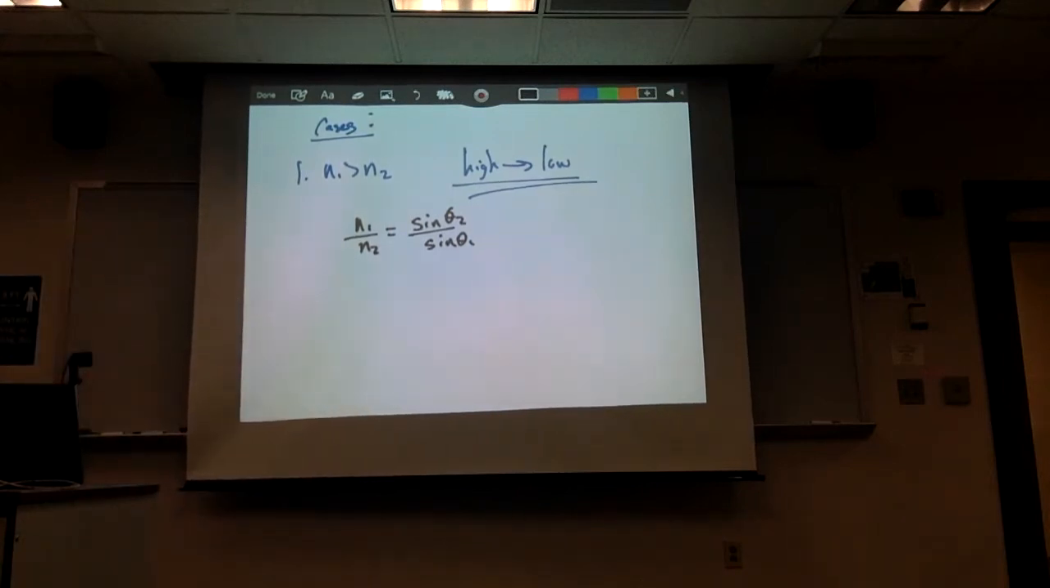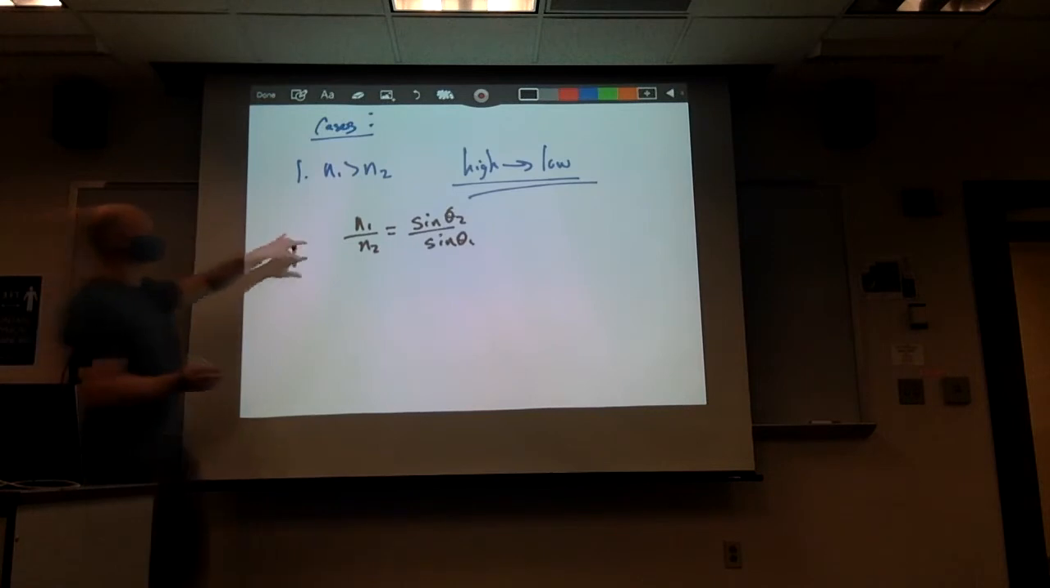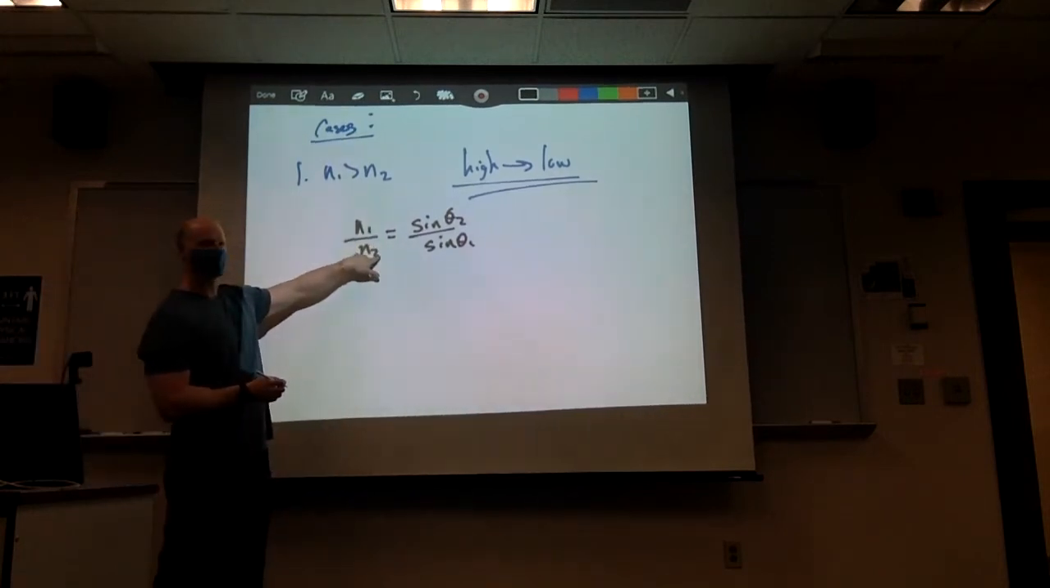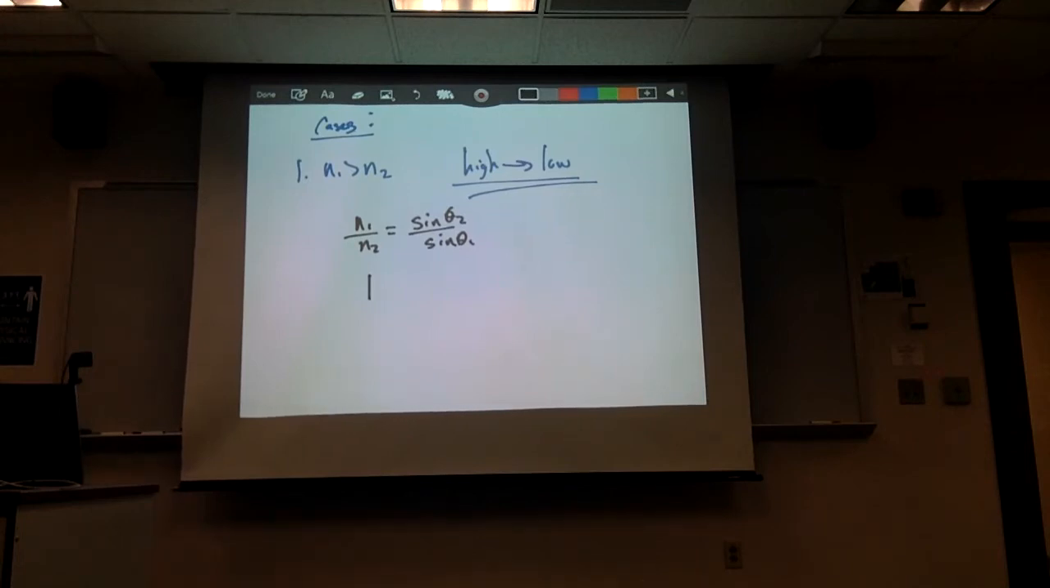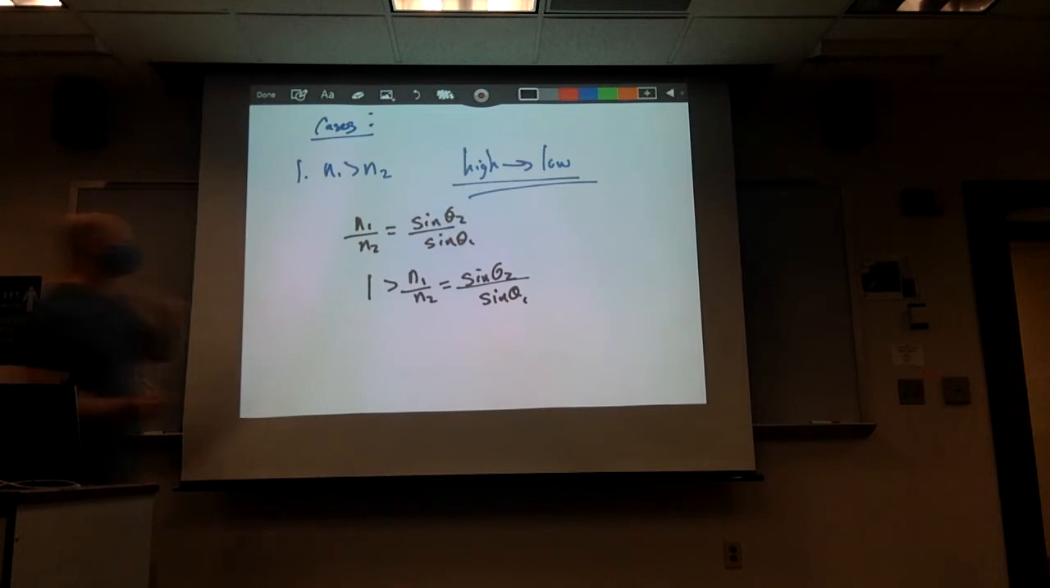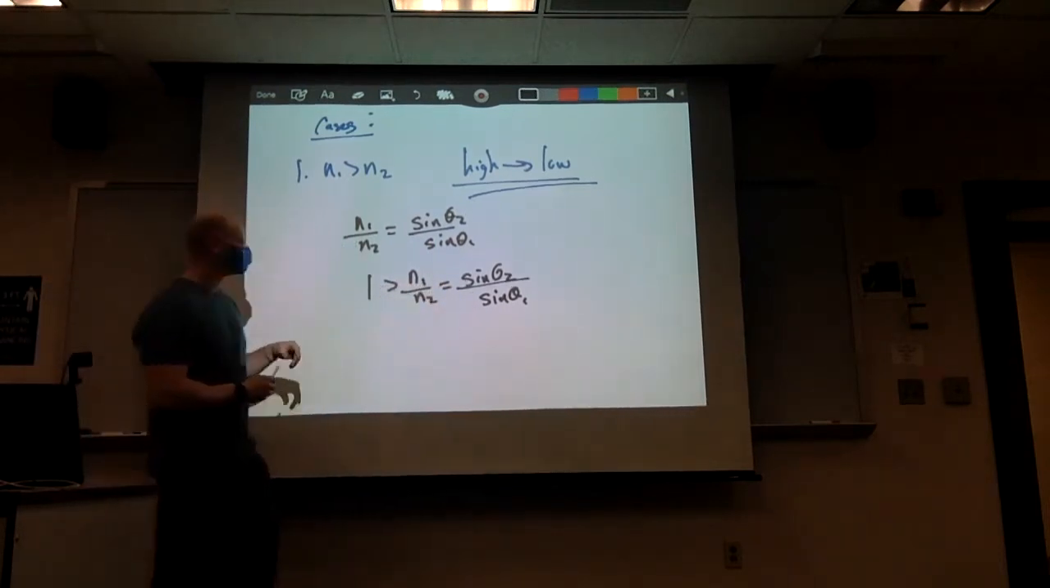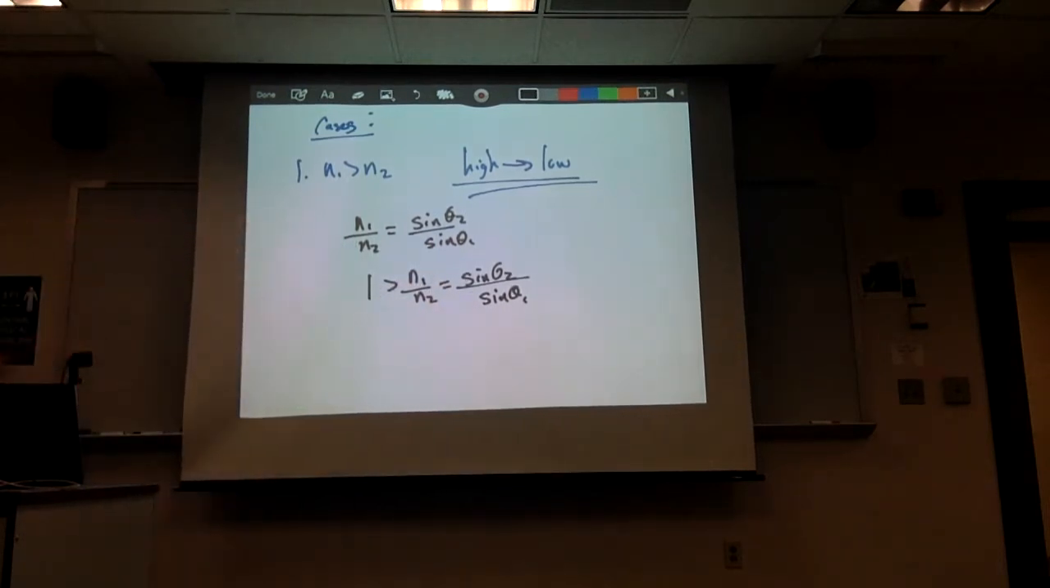Now, if N1 is greater than N2, that means I have a large number divided by a small number. If I have a large number divided by a small number, what does that do to the overall number? It makes it bigger, which means this thing has to be greater than 1. So N1 divided by N2, which is equal to sine of theta 2 divided by sine of theta 1, must be greater than 1. The ratio of sine of theta 2 divided by sine of theta 1 must be greater than 1.